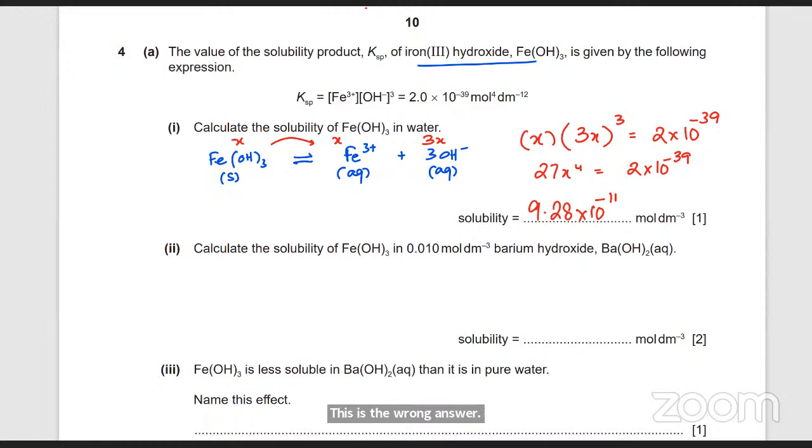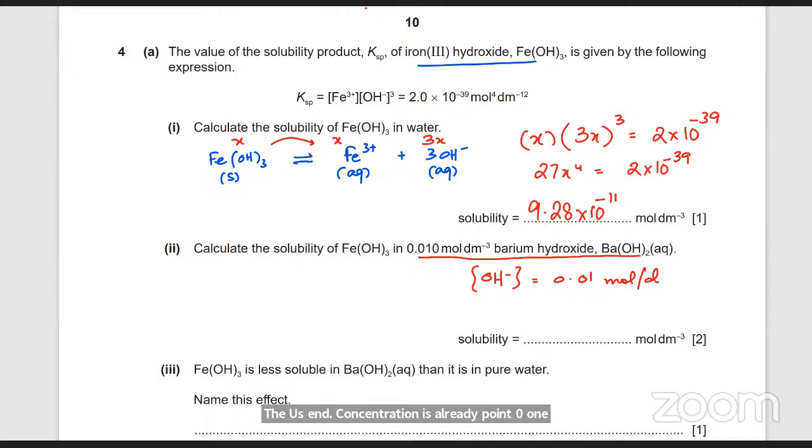Achha. Agle wale ka, calculate the solubility of FeOH3 in 0.1. Achha, to ab issue ye ke the OH ion concentration is already pehle se hi, common ion effect. The OH ion concentration is already 0.01 mole per dm cube. Right? So, if we do this again, same formula. So, ab kya hai ke Fe ions ki concentration kya hogi? That's going to be x mole per dm cube. The OH ion concentration, because of the common ion effect, because you have barium hydroxide beech mein dal diya. So the OH ion concentration is already very high. It's 0.01 mole per dm cube.